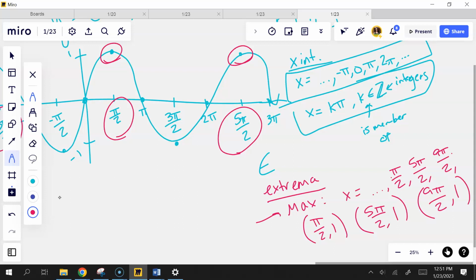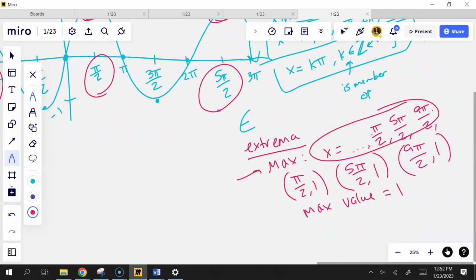That's okay. The maximum value that it ever attains is what? 1. So the max value is 1. Where does it happen? It happens at all of these points. So you'll want to say a maximum of 1 at x equals, and then list those values.